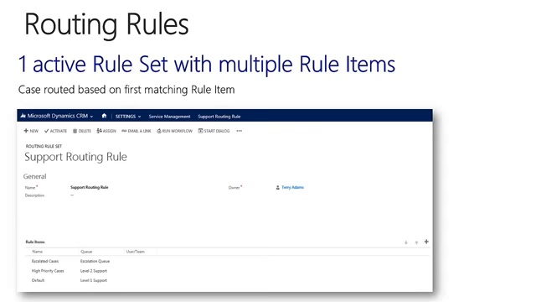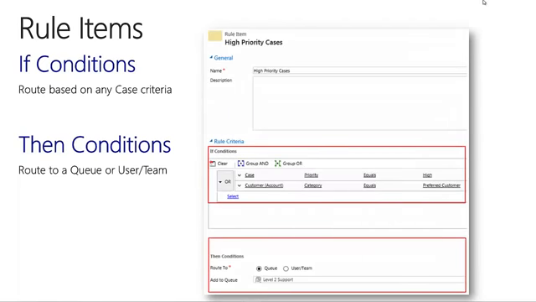So when you create a routing rule, it's important to understand that you can only have one routing rule set that's active. So the routing rule set is basically the parent of all the routing rule items that are within that routing rule set. So here you can see within this support routing rule set, there are 3 different rule items, and each of those different items can have a different condition, and when that condition is met, it can assign it to a specific queue, user, or team. For each rule item within a routing rule set, you provide a name for that rule item, define the different conditions, and then choose whether you want to route it to a queue or a user or team, and then you select that appropriate object.